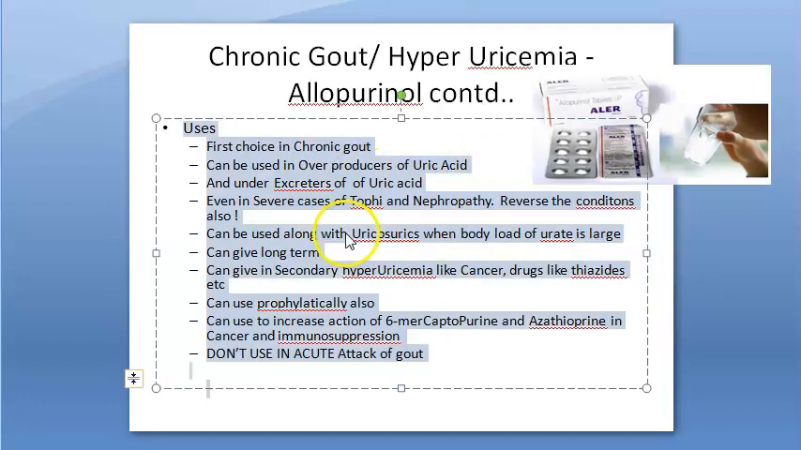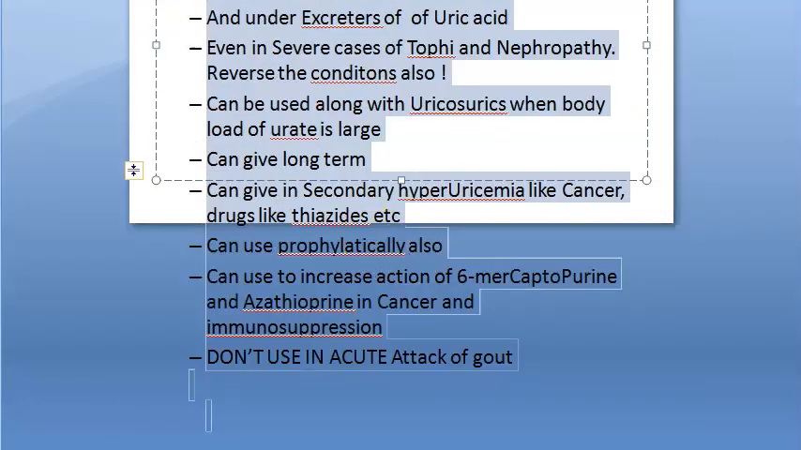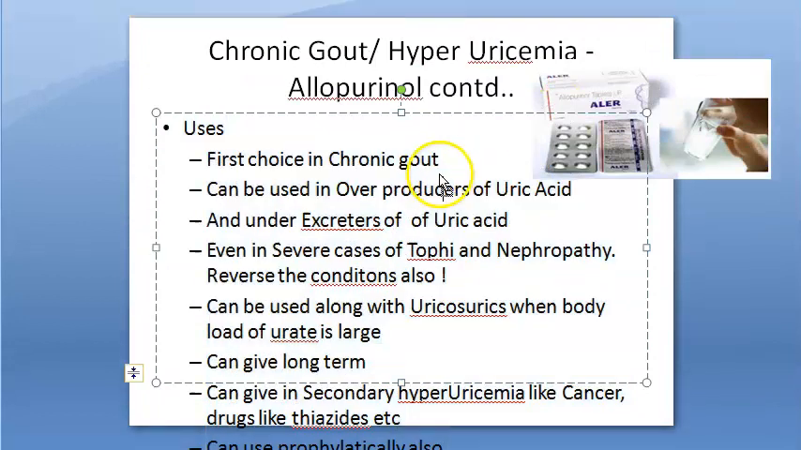What are the uses of allopurinol? Very quickly we'll look at the uses of allopurinol. Not at all difficult, guys, don't worry. See, it's the first choice in chronic gout. You already know this. Can be used in overproducers of uric acid and under excretors of uric acid. So people who make more uric acid, you can give. People who are not excreting uric acid enough, from there also you can give. In severe cases of tophi and nephropathy also you can give. In fact, this allopurinol can reverse these conditions in the long term. Imagine, it can not only control, it can reverse the tophi and nephropathy, right?